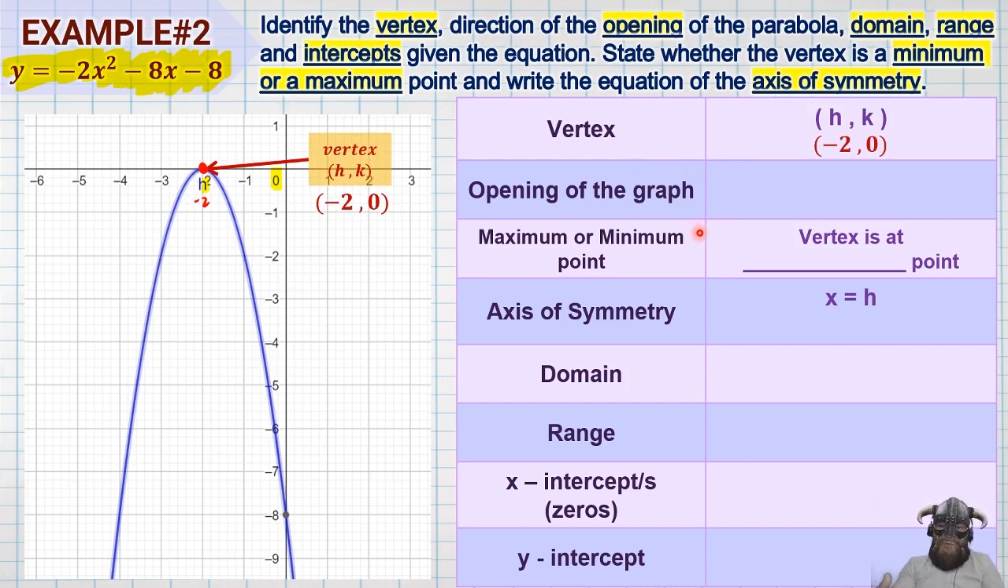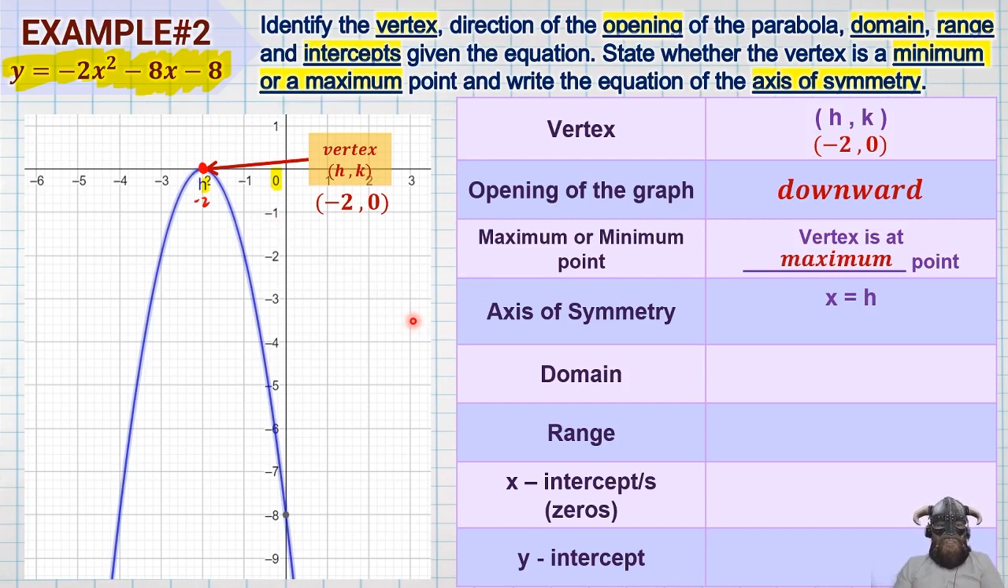Opening of the graph. Obvious naman, your parabola opens downward. Inverted letter U yung itsura niya. Next, is it on the maximum or on the minimum point? As we can see, katulad ng binanggit ko kanina, the graph is opening downward. Therefore, our vertex is at our maximum point. So, yan yung sagot natin.